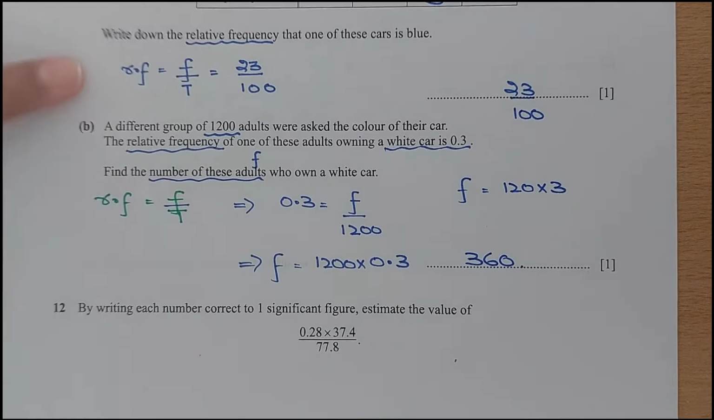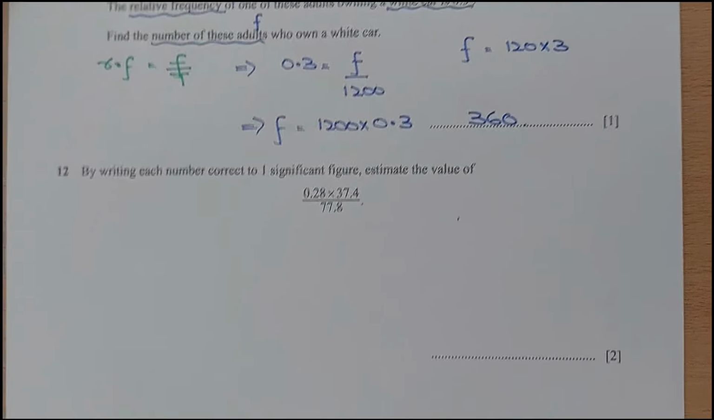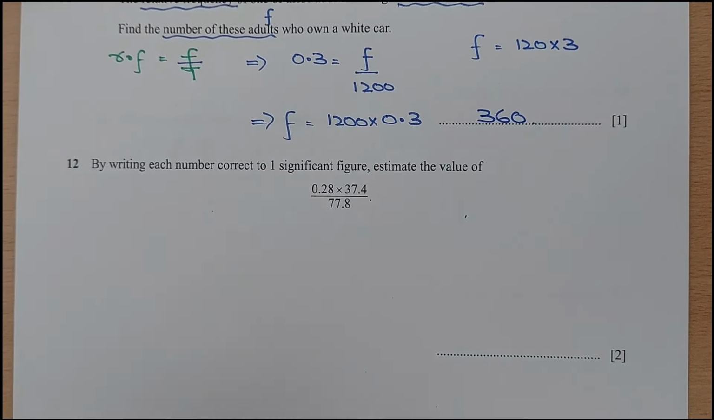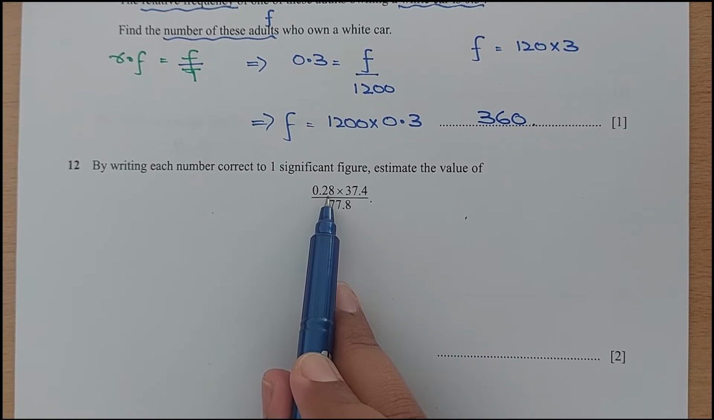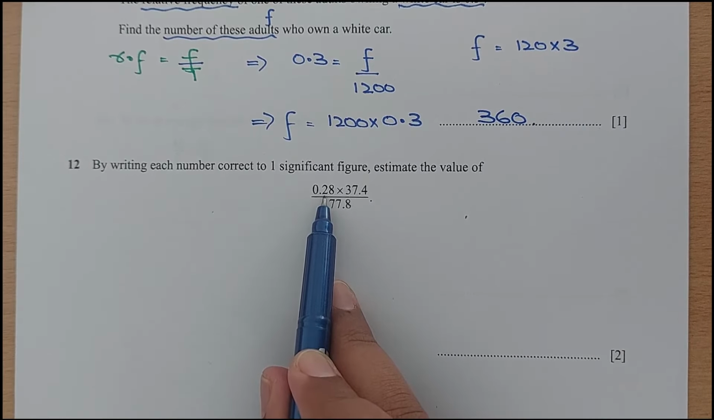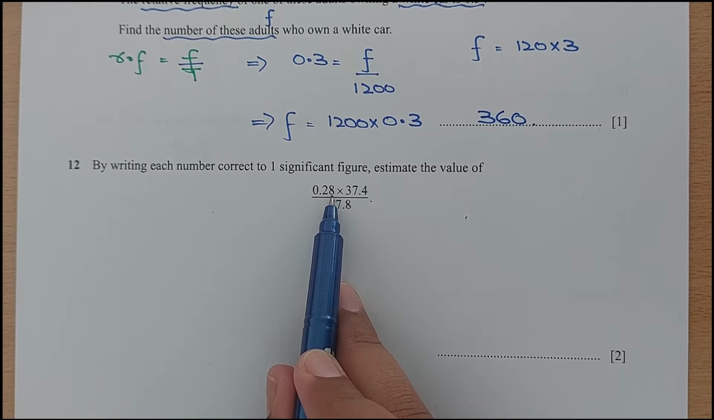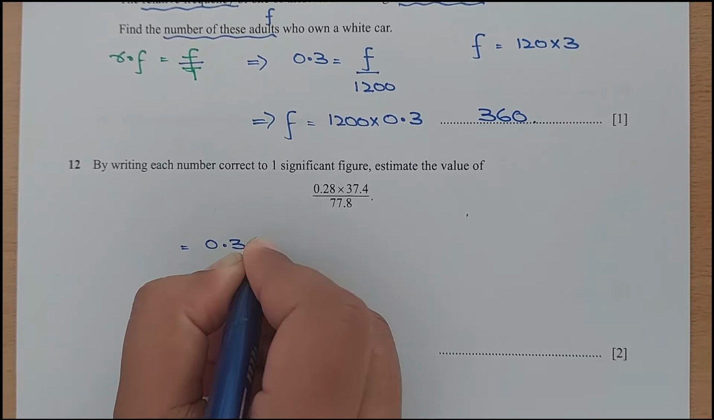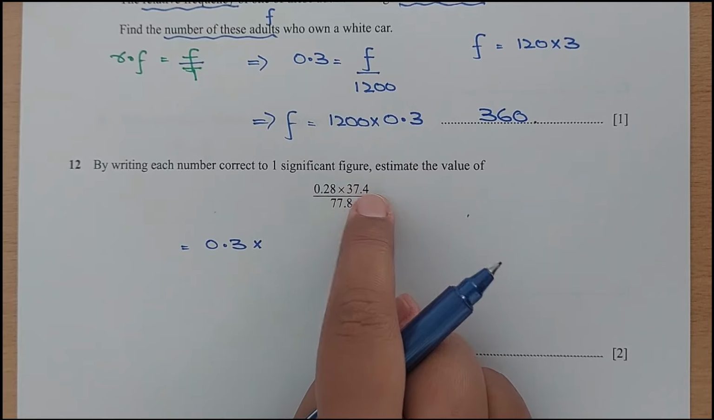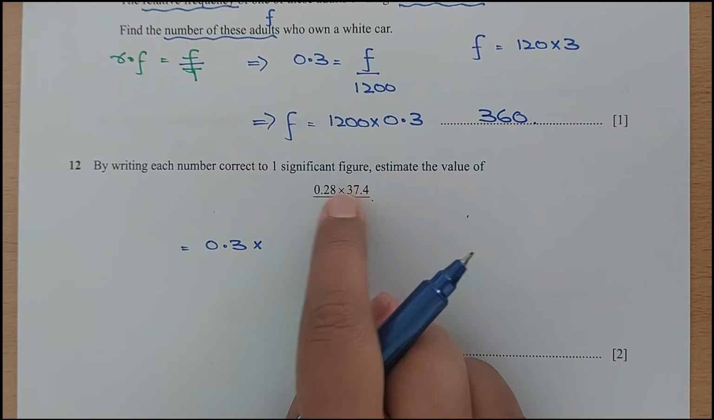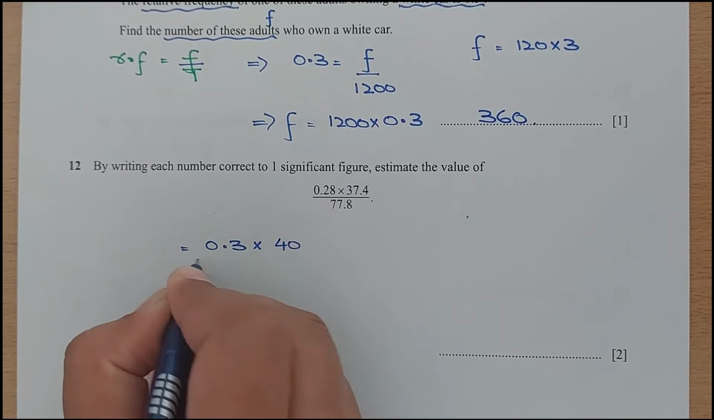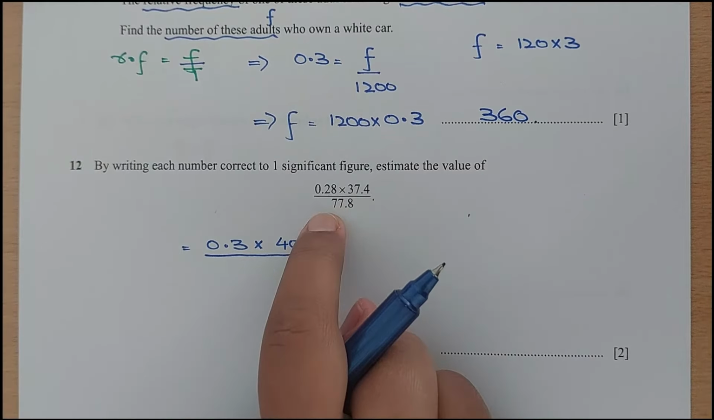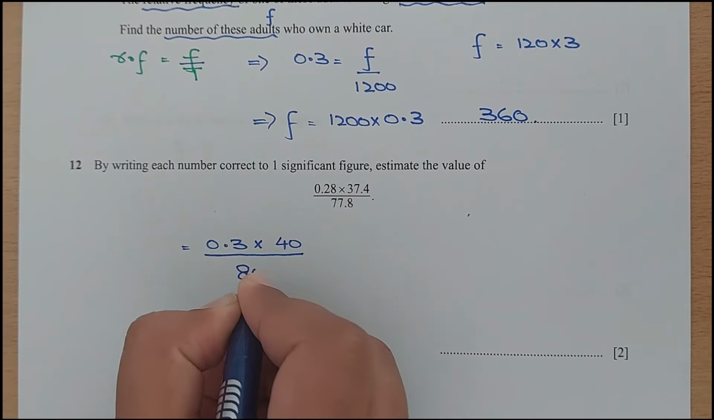Now question number 12. By writing each number correct to one significant figure, estimate the value of the expression. Okay, so let me write all the numbers to one significant figure. We have 0.2. We need to change this 2 to one significant figure. The next digit is 8, which is more than 5, so we add 1 to this 2. That would be 0.3, times 3.7, so the 3 changes. Add 1 to 3, that would be 4, over 77.8. This 7 changes. The next digit is 7, so add 1 to 7, that would be 80.